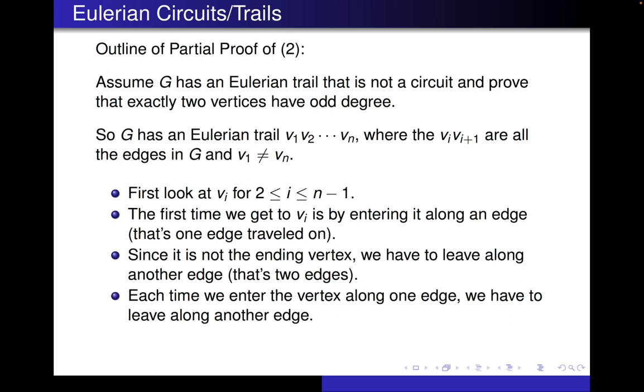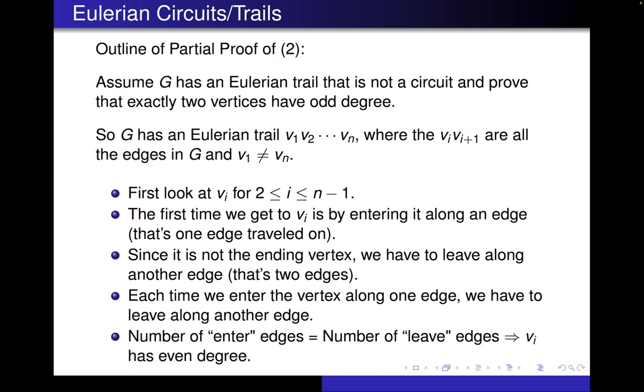And in fact, if we continue this process, every time we enter that vertex along an edge, it's got to be new. And then every time we leave, we got to leave along a new edge. So once again, we're in a situation where the number of enter edges equals the number of leave edges. And since it is an Eulerian trail, that is all the edges, which means that Vi has even degree. And that is true for any vertex that is not V1 and is not Vn.